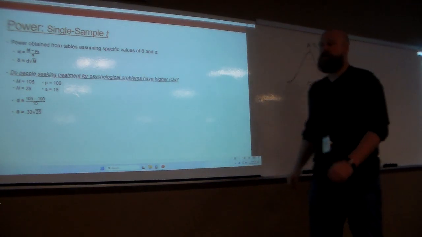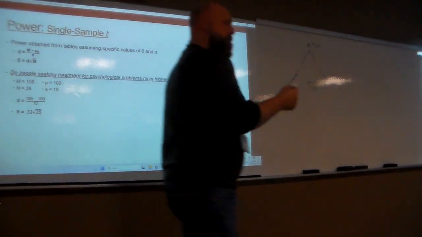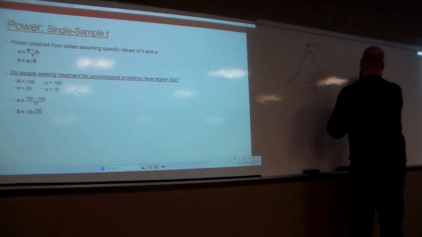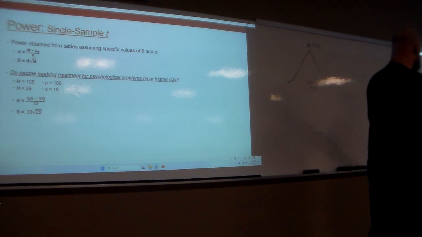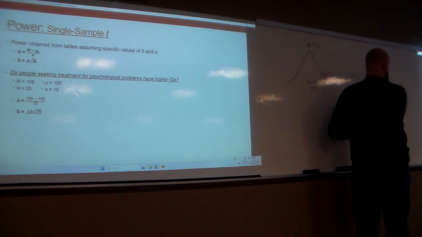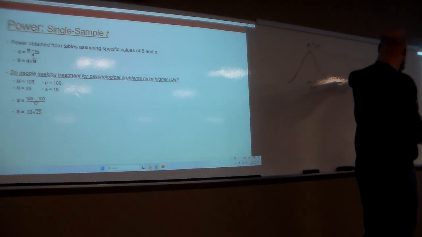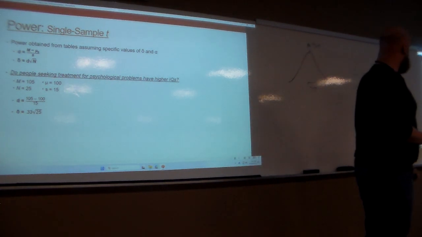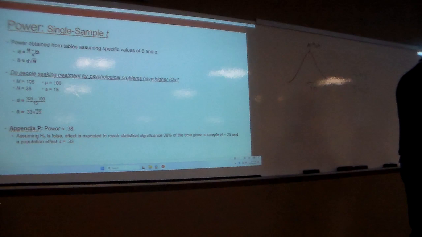What is it? 0.33. D is 0.33, and I take 0.33, multiply it by 0.25, or square root of 25. What is it? 1.65. Okay. So I've got my test, my effect size, my non-centrality parameter.